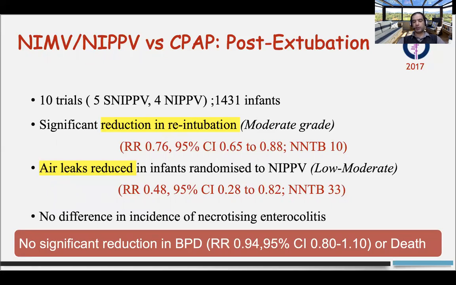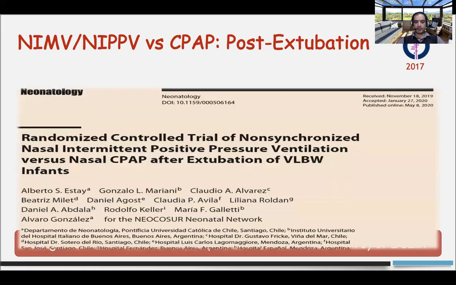Also, in many of the trials, the baby had already received surfactant before being started on NIPPV. Also, this NIPPV consisted of both synchronized and non-synchronized forms. And the babies who failed CPAP were directly ventilated, whereas the majority of us in our day-to-day practice, whenever a baby fails CPAP, give a trial of NIPPV. So these points have to be taken into consideration before interpreting the results.